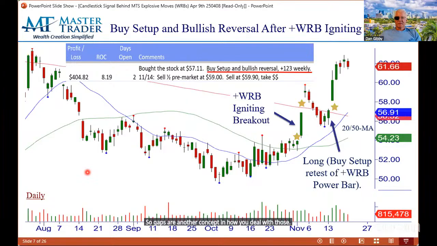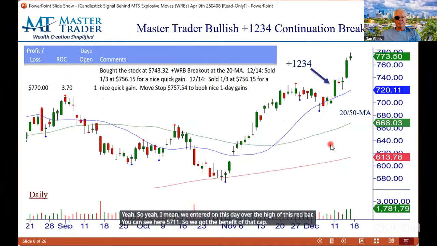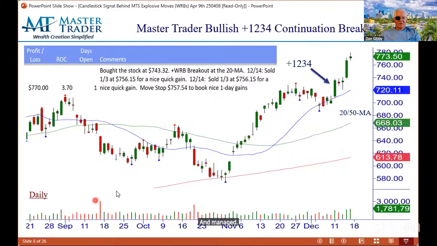Yeah, so we entered on this day over the high of this red bar. You can see here 57.11. So we got the benefit of that gap and managed. So again, big bars, but I need a pattern.